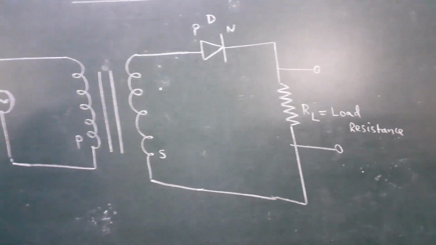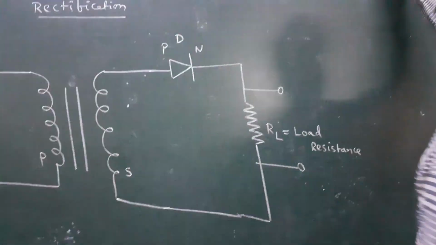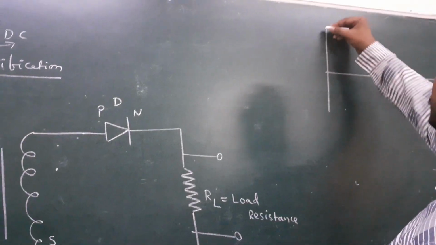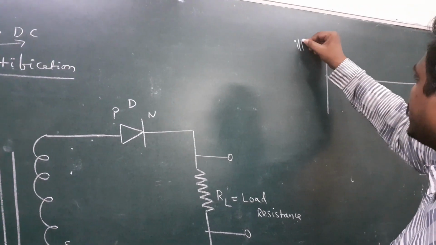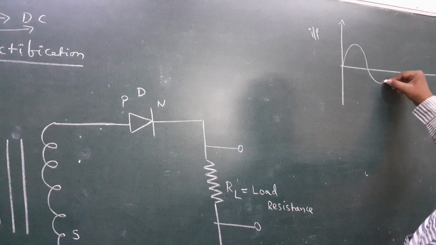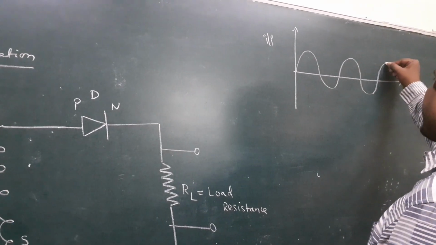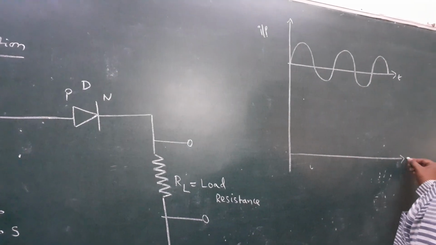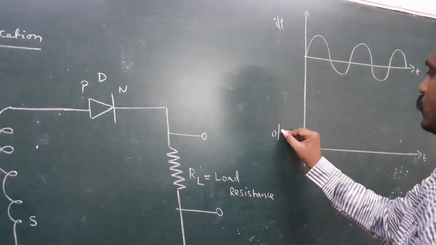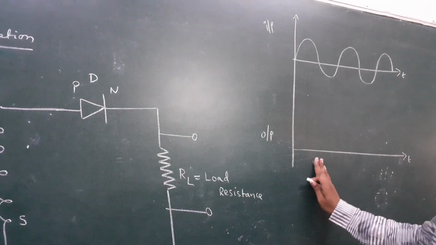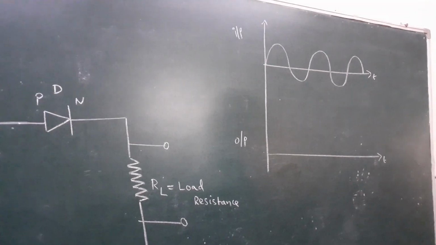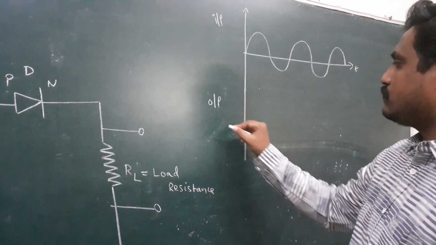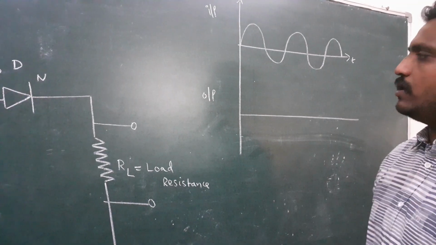Here I will explain the graph also. This is the time axis. This is the input voltage or input current that I take here. Okay, this is the output. To draw the output, look here, all of you look here. This is the output.